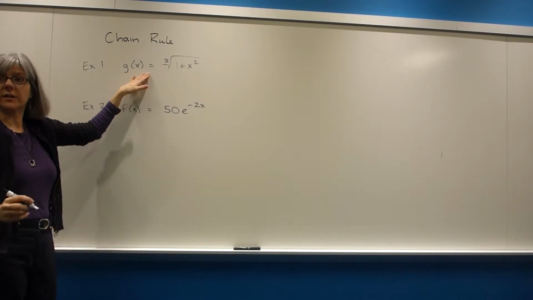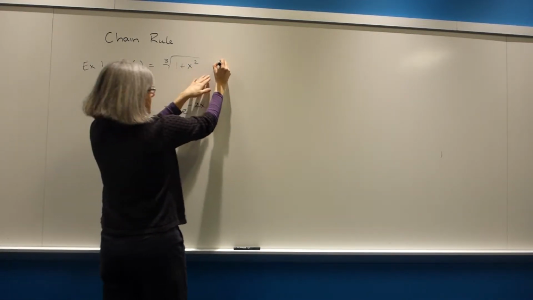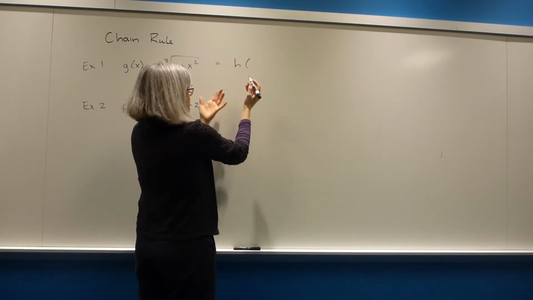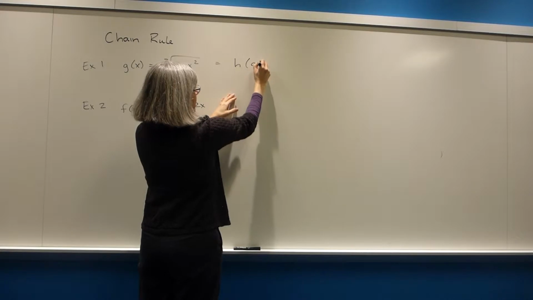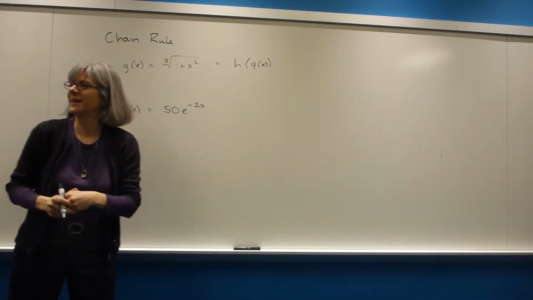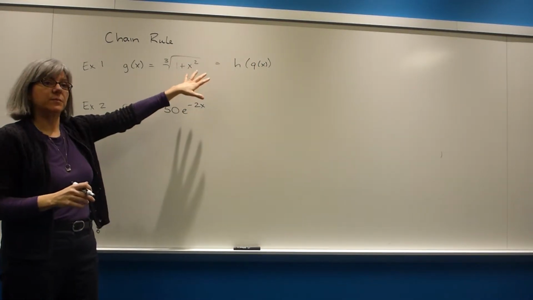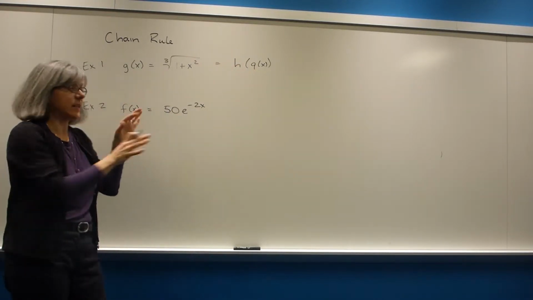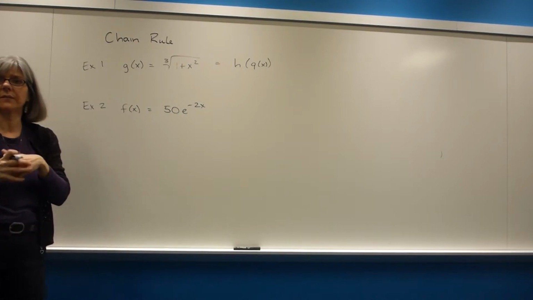So look at g of x and think of how, if you were going to write this as h of, I'm running out of letters, h of q of x, I don't know. If you were going to write it as a composite function, what would be the inside function and what would be the outside function? And then same thing down here. Yes, two separate ones.